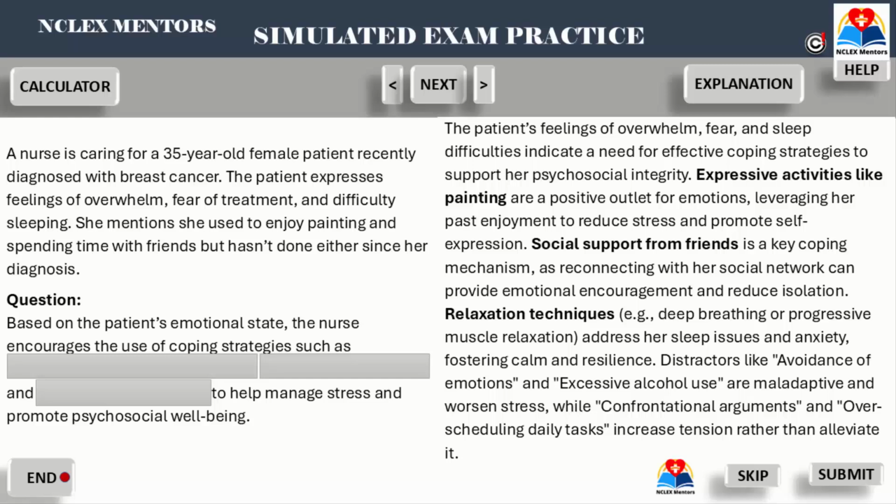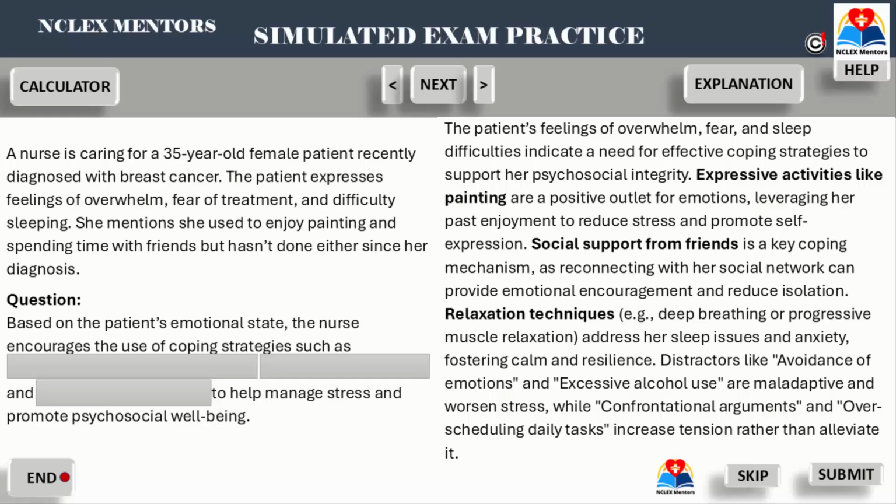2. Social support from friends. The patient mentions she used to spend time with friends, but now she's isolating herself. Social support is one of the most important coping mechanisms for managing stress. Reconnecting with her social network, whether through friends, family, or support groups, can provide emotional encouragement, reduce feelings of isolation, and help her feel understood and less alone. This support is essential for improving psychosocial well-being and resilience during difficult times.